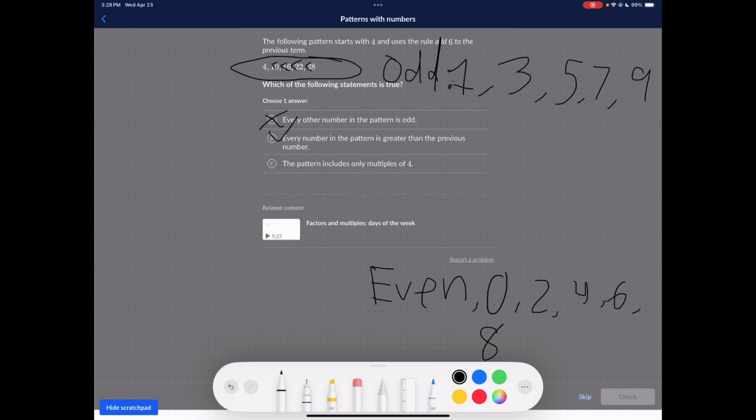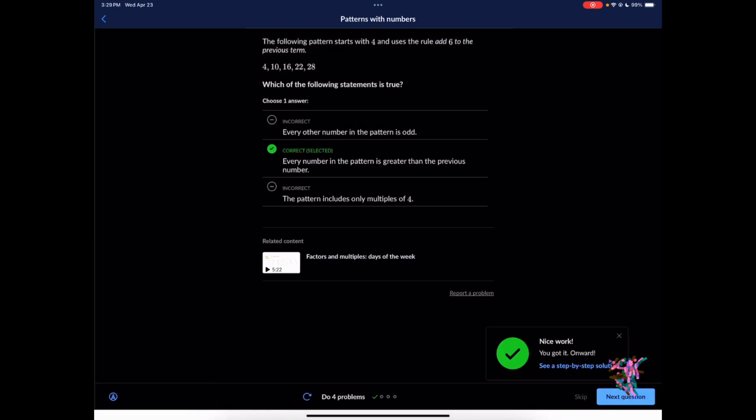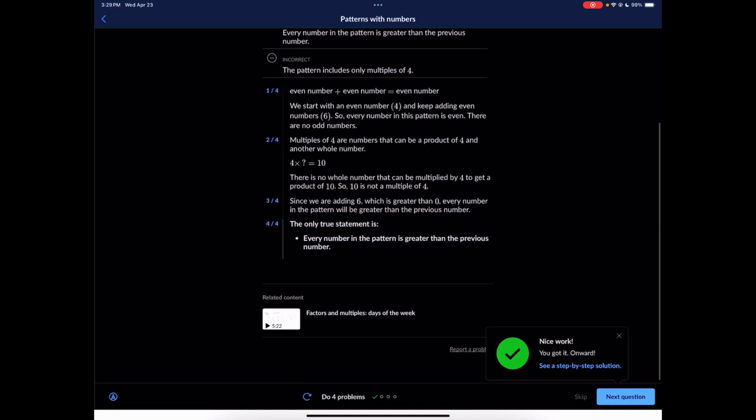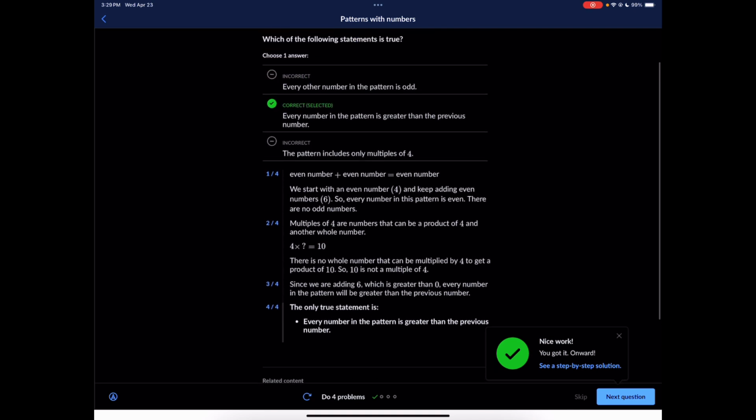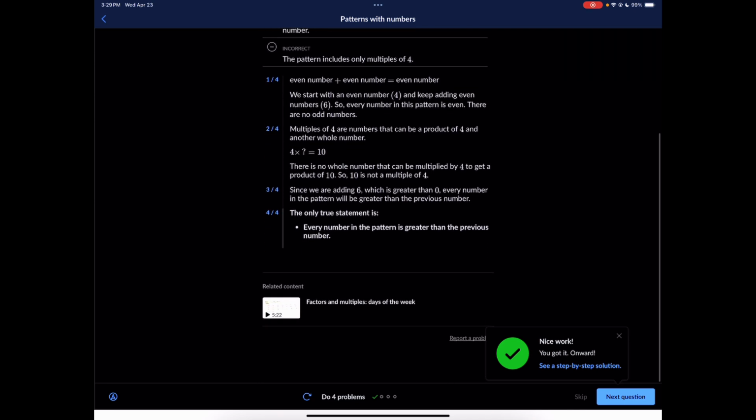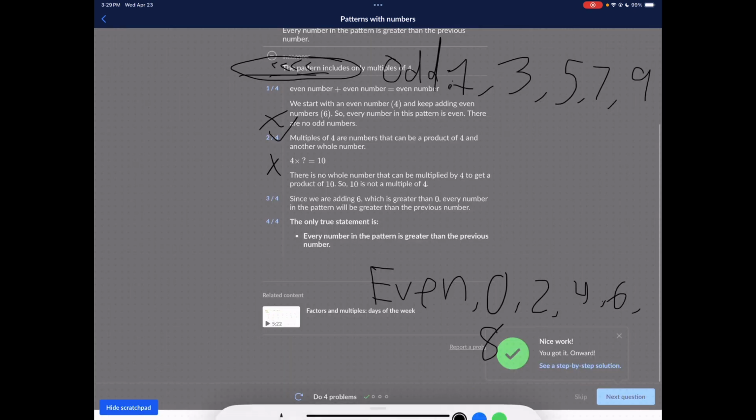So let's take a look at our last choice. Choice C. The pattern includes only multiples of 4. Well, that's not true because we have numbers like 10 and 22, which are not even factors. So C is not correct either. Choice B is our best answer because we can see that each number here is bigger. So B. So here's the step-by-step situation. So yes, we have evens, so there's no odds. And yes, if you got that right, good job.